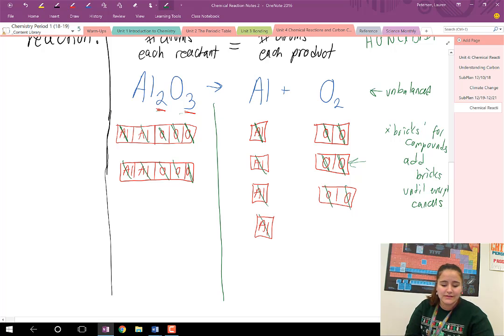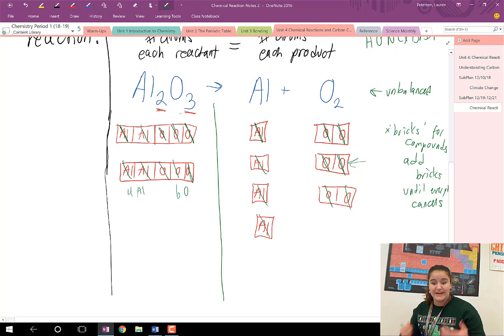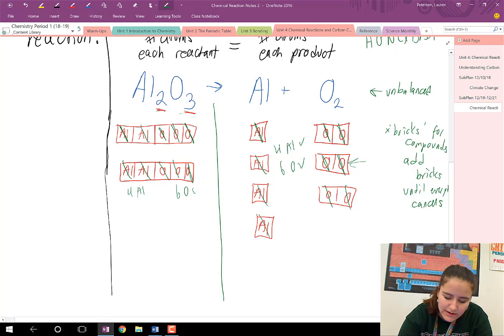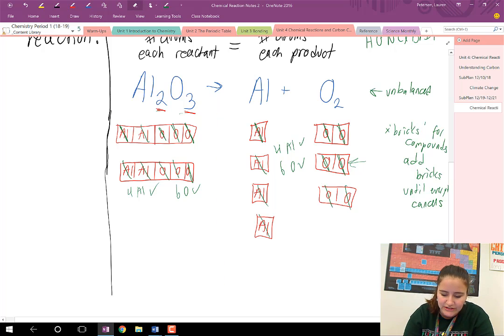Now, if you look at this, you can see I had 4 aluminums total and 6 oxygens total. Okay, how many atoms of each I had? And over here, I had 4 aluminum and 1, 2, 3, 4, 5, 6 oxygen. So it all checks out. It is all balanced. Okay, and then the number of bricks that you have becomes your coefficients.